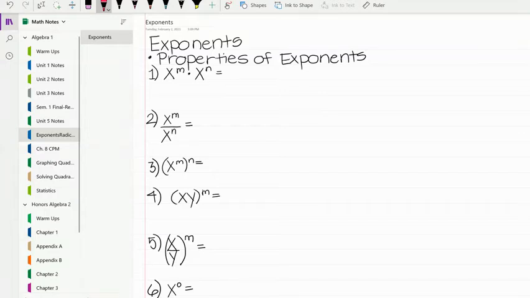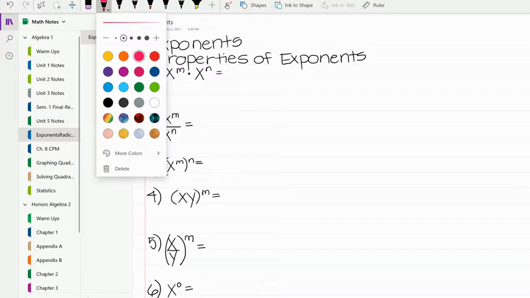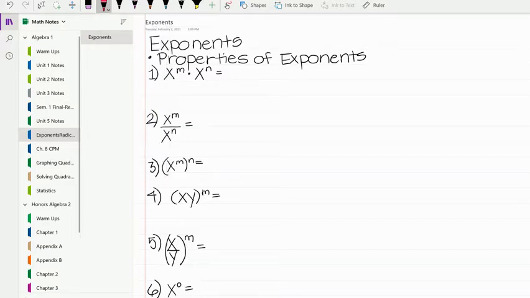We are now moving into a new unit where we are going to be looking at exponents and radicals, sometimes known as square roots. So first of all, let's talk about what an exponent does. You don't need to write this part down, just as a reminder.